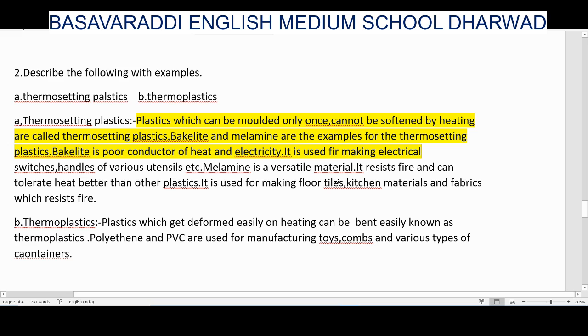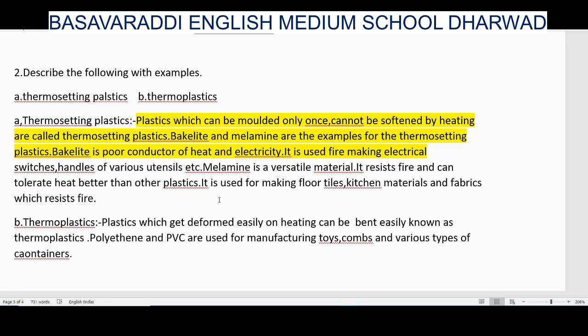It is also used in fire making, electrical switches, and handles of various utensils. As it is a poor conductor of heat and electricity, it is used in materials which are going to come in contact with electrical energy or any kind of heat energy. Melamine is also an example of thermosetting plastic.